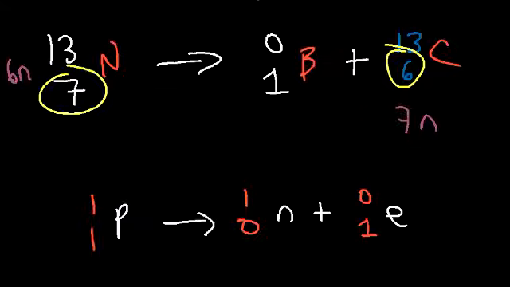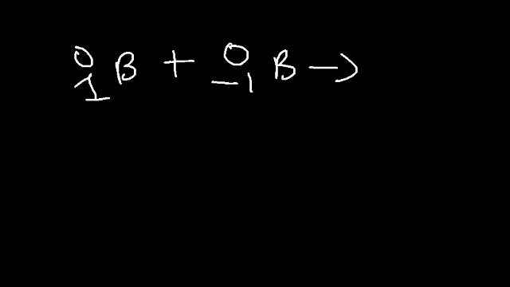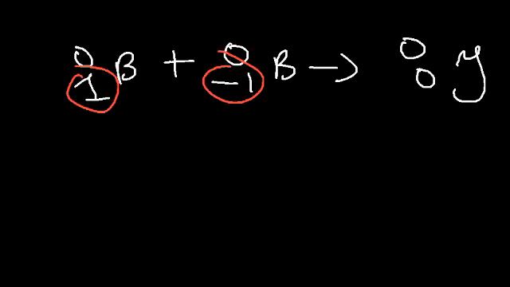By the way, what happens when a positron meets with an electron? When these two get together, they cancel out and they form a gamma particle. As you can see, 1 plus -1 is 0. So they basically annihilate each other, emitting gamma radiation.